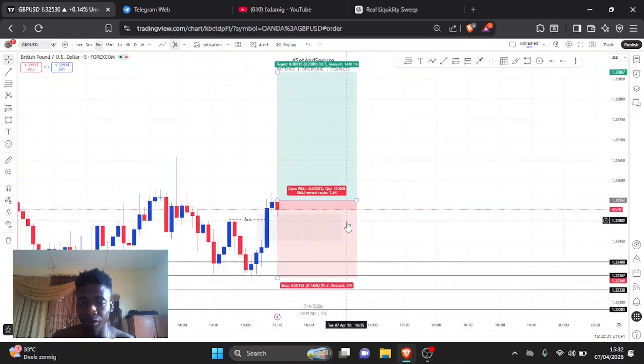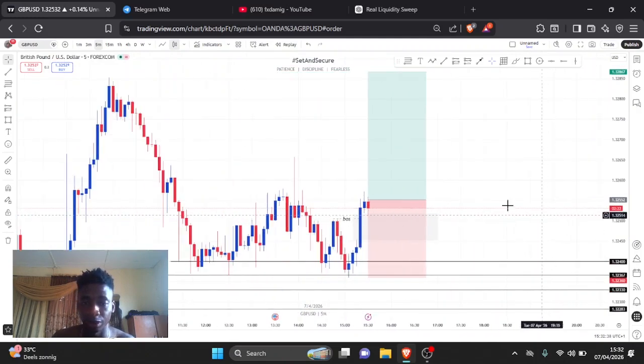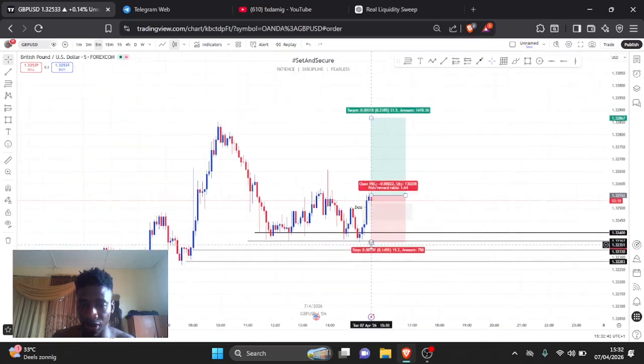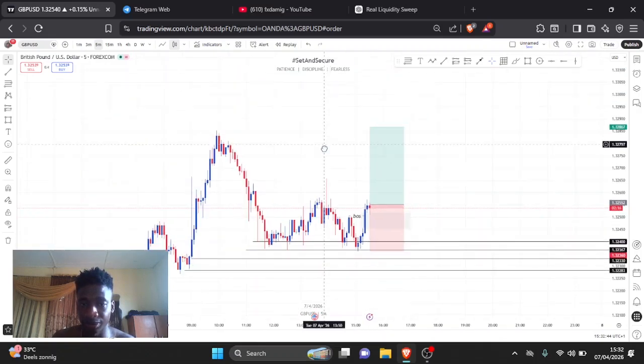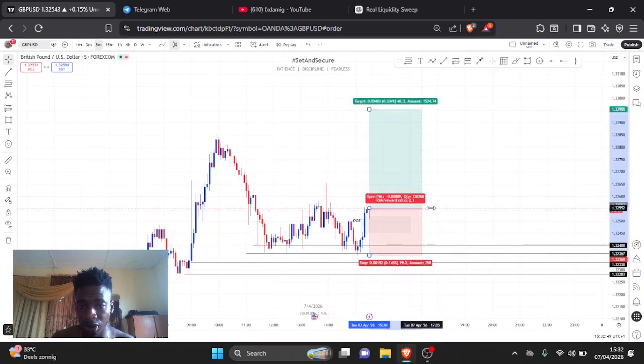So this is the trade I took now, and probably I'm going to show the results on my Telegram channel. But this is the trade I entered now. My stop loss is beneath that. My take profit can be 2:1 for now.